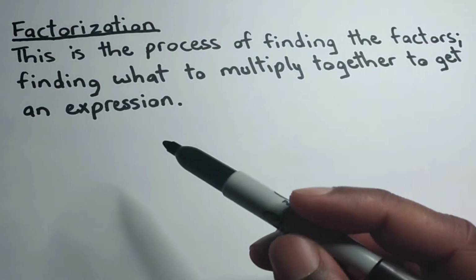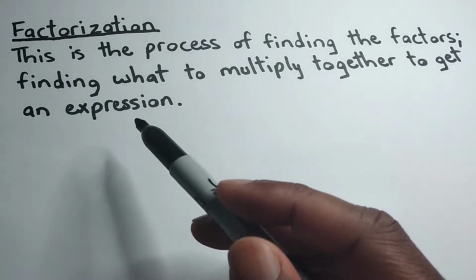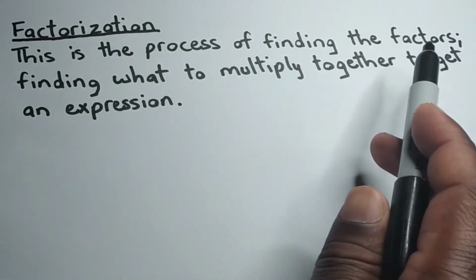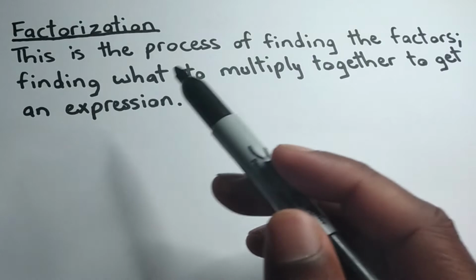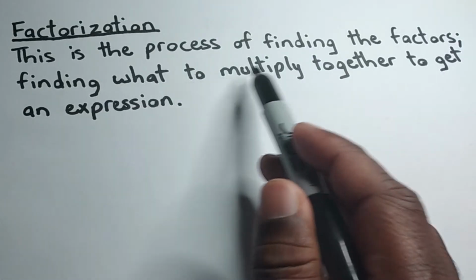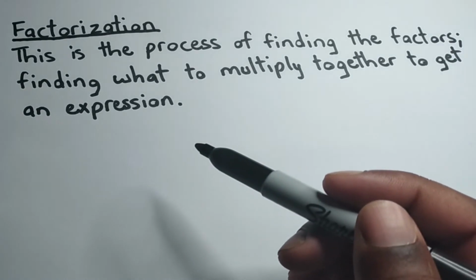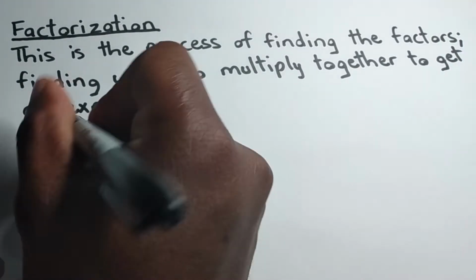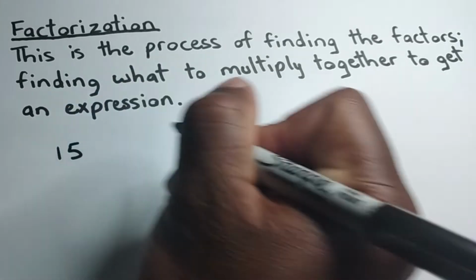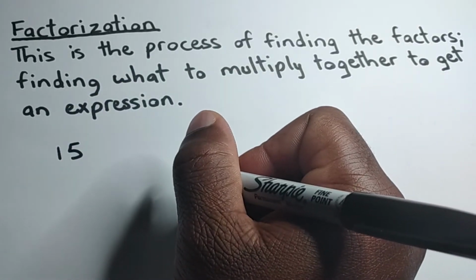So I want to explore the whole concept of factorization. Now, this is the process of finding the factors. And what that simply means is finding what to multiply together to get an expression. So let's look at a basic example. Let's say we had the number 15 here. So we have 15.